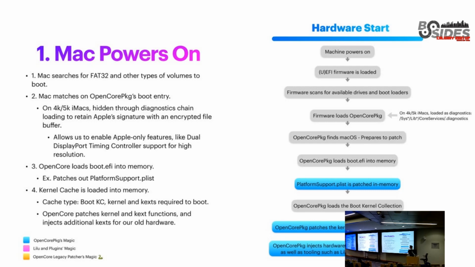So now we have OpenCore load boot.efi into memory, Apple's bootloader, and do whatever it needs. It'll patch out platform support.plist and do extra magic. Then it's going to load the kernel cache, the boot kernel collection, the first stage cache, into memory and do whatever patching it needs. It might patch a bit of the kernel, it might remove kernel extensions that are incompatible, or even add other ones such as Lilu and its plugins.